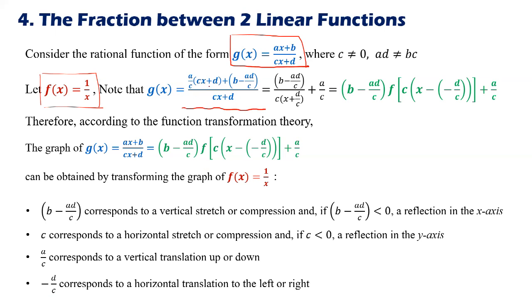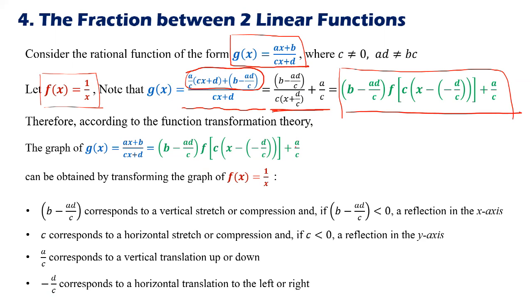If we keep cx plus d unchanged in the denominator, and then put a times (cx plus d) over c in the numerator, in order to get ax plus b, we need to compensate with (b minus ad over c) here, right? So according to this way, g(x) can be rewritten in the form here. Understand?